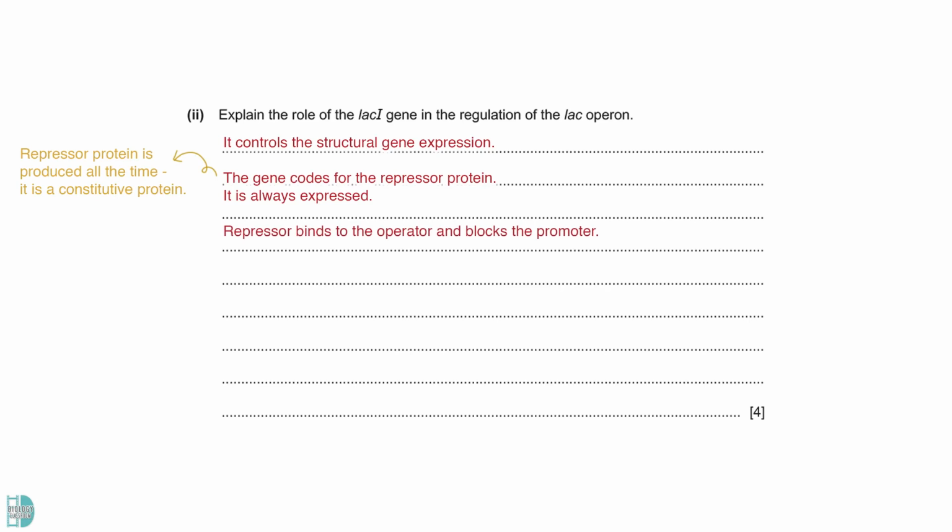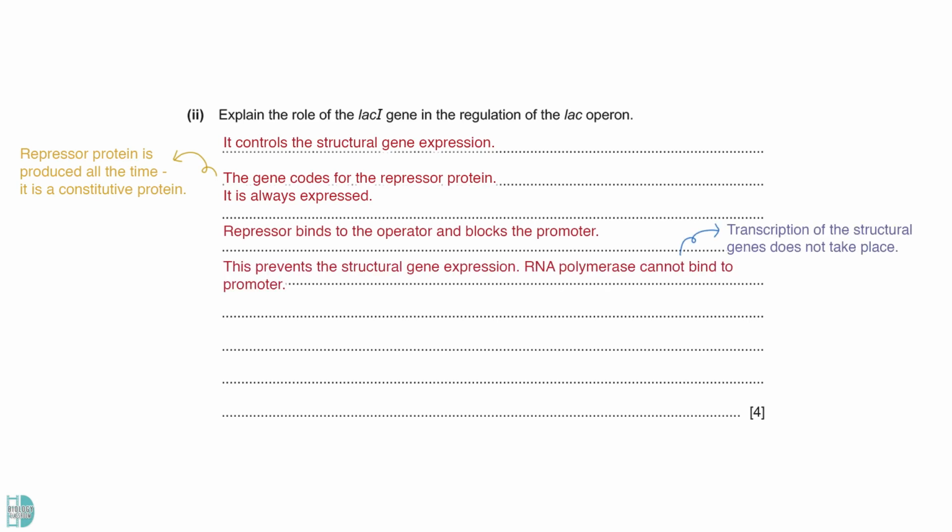The repressor will bind to the operator and block the promoter. This prevents RNA polymerase from binding to the promoter. As a result, the structural genes are not expressed as transcription does not occur.